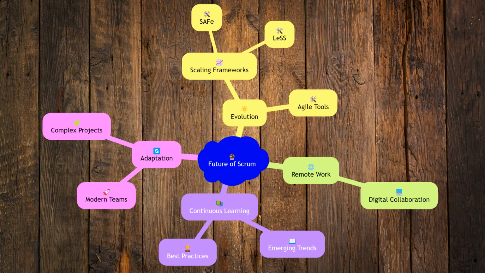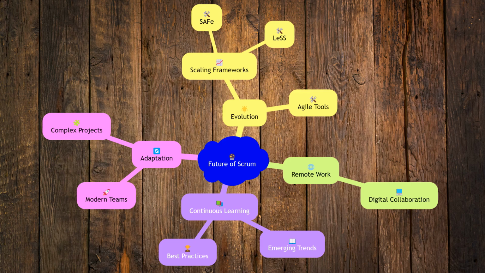As organizations continue to embrace agile methodologies, the future of Scrum looks promising. The framework is evolving to address the needs of modern teams and complex projects. Innovations such as scaling frameworks, e.g., SAFe, LeSS, and advancements in agile tools are enhancing the effectiveness of Scrum. Additionally, the growing emphasis on remote work and digital collaboration is shaping how Scrum is practiced.